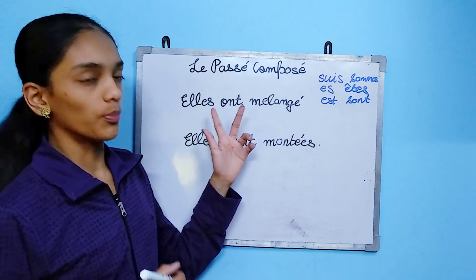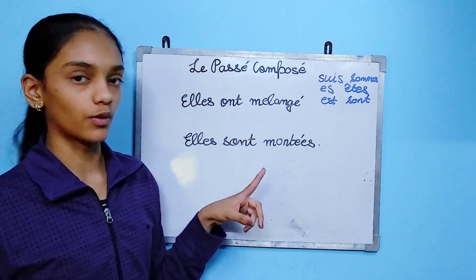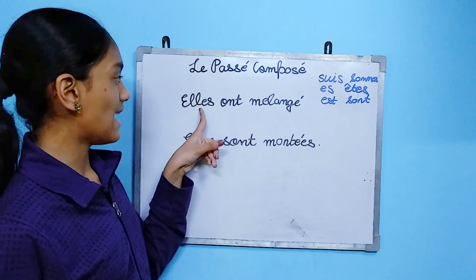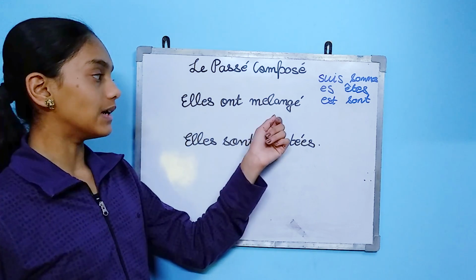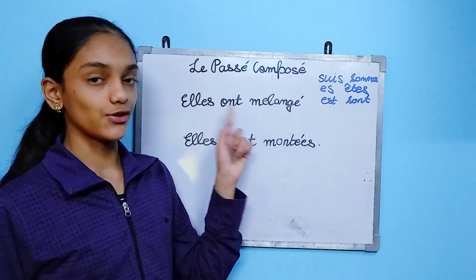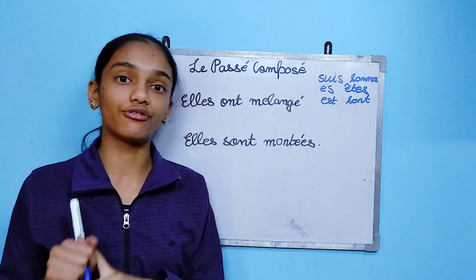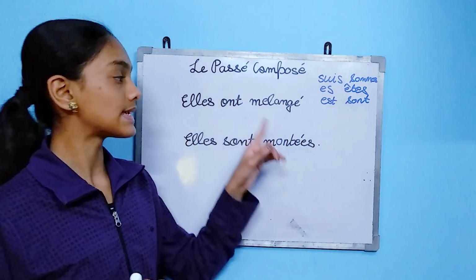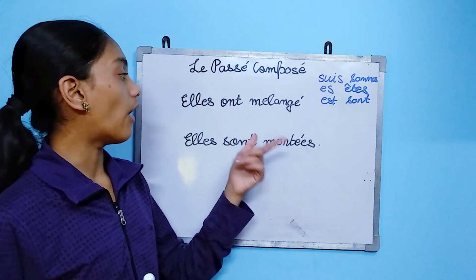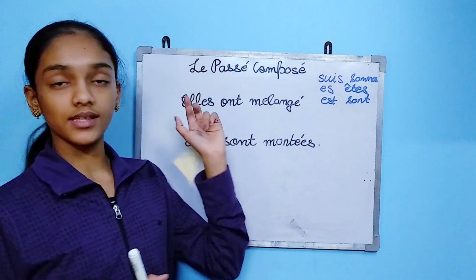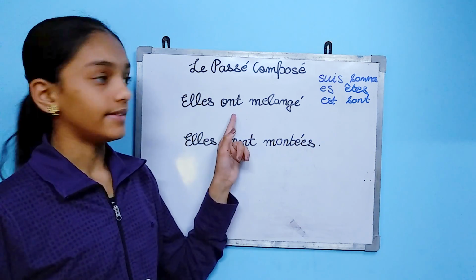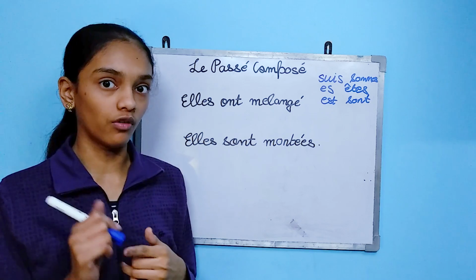Now, let's just observe these two sentences for a while. This one says, elles ont mélangé. And we can see mélangé is not in the Dr. Mrs. Vandertramp list. That means it has to be conjugated with avoir, and as you can see, ONT, and it is feminine plural, and this is the conjugation of avoir.